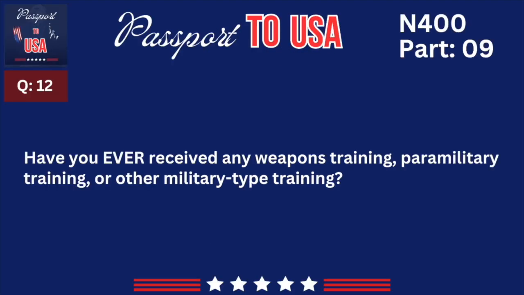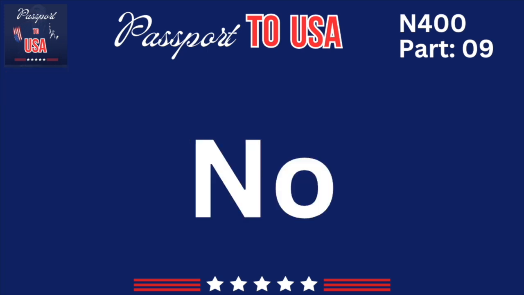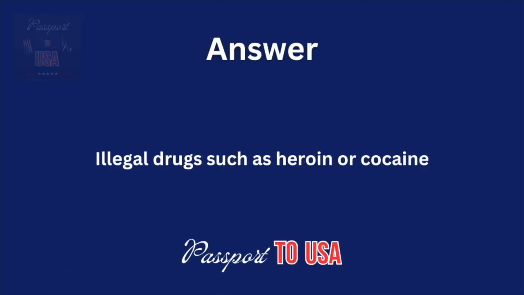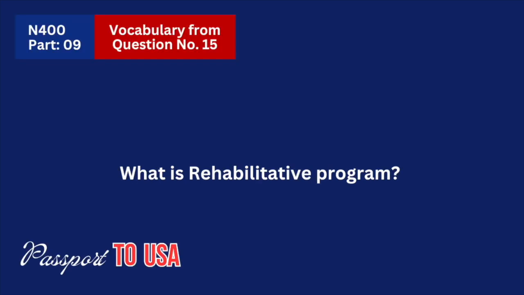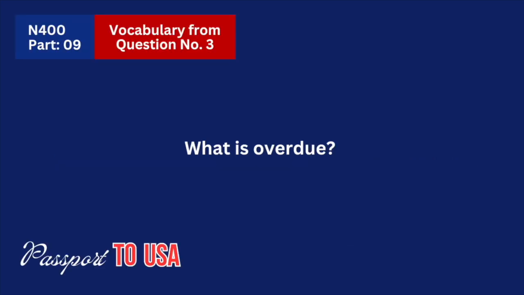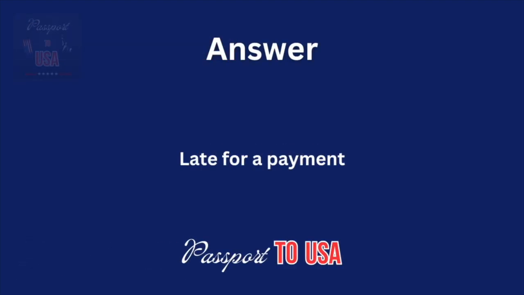Have you ever received any weapons training, paramilitary training, or other military-type training? No. What are narcotics? Illegal drugs, such as heroin or cocaine. What is rehabilitative program? A program to help someone to recover from drugs or alcohol. What is overdue? Late for a payment.